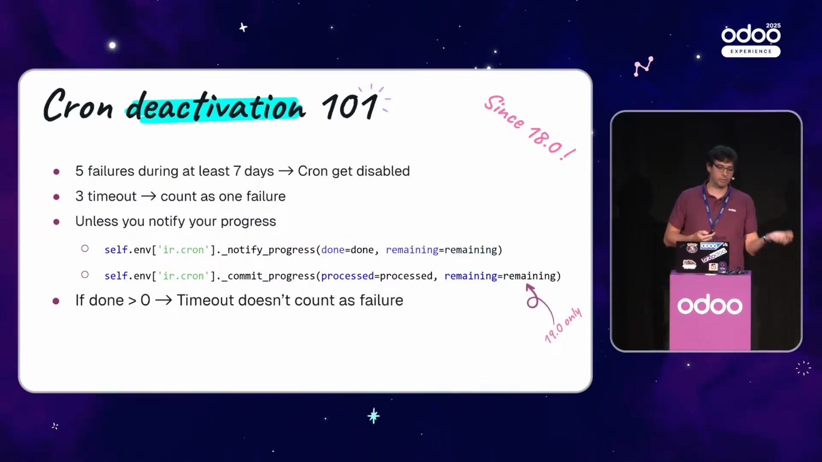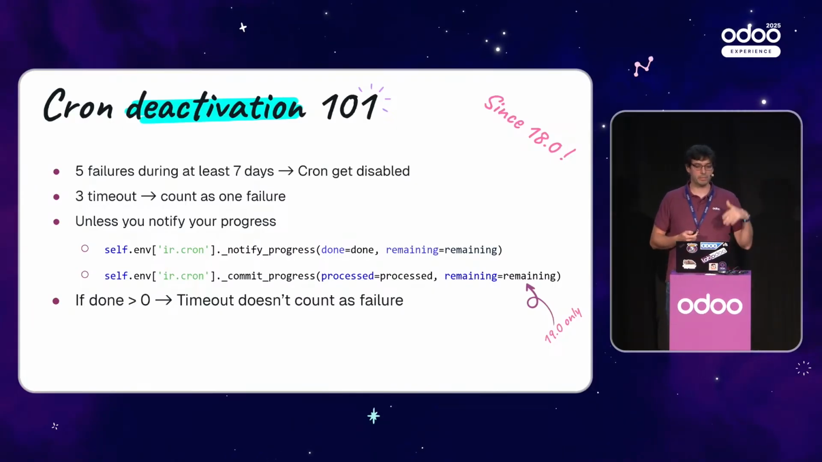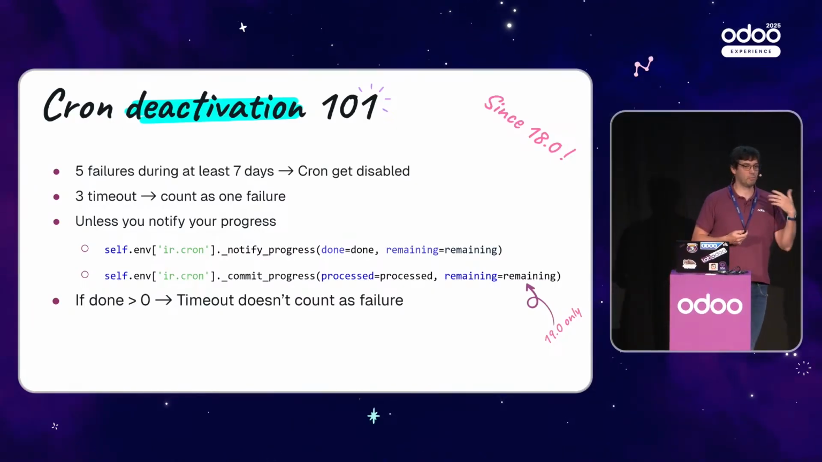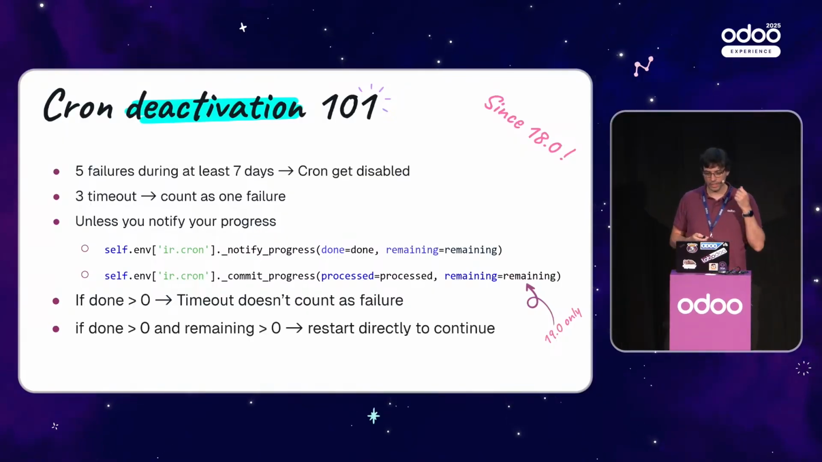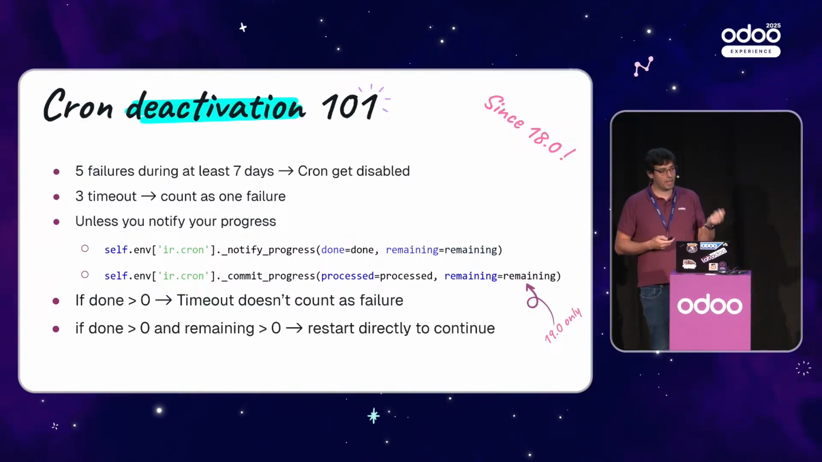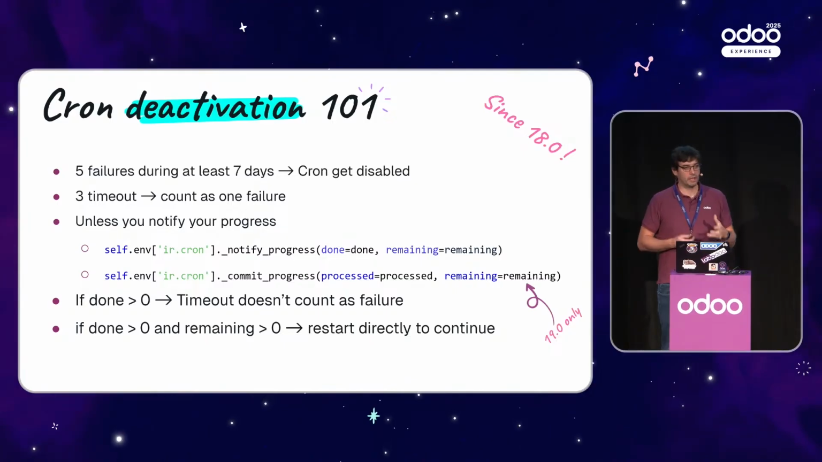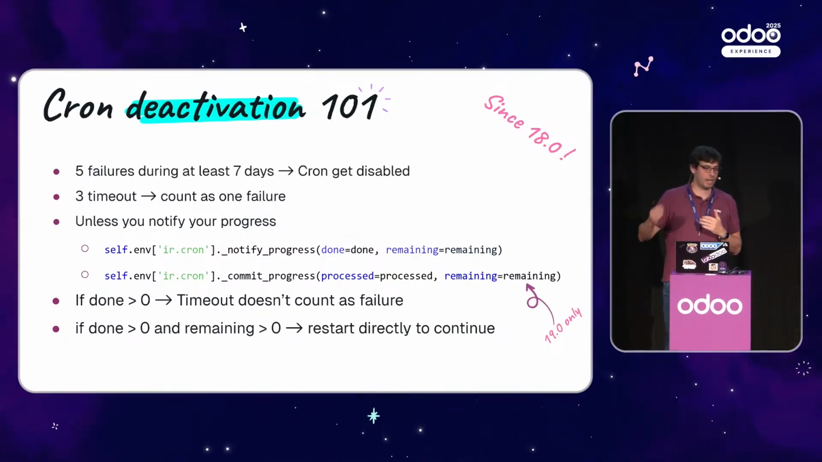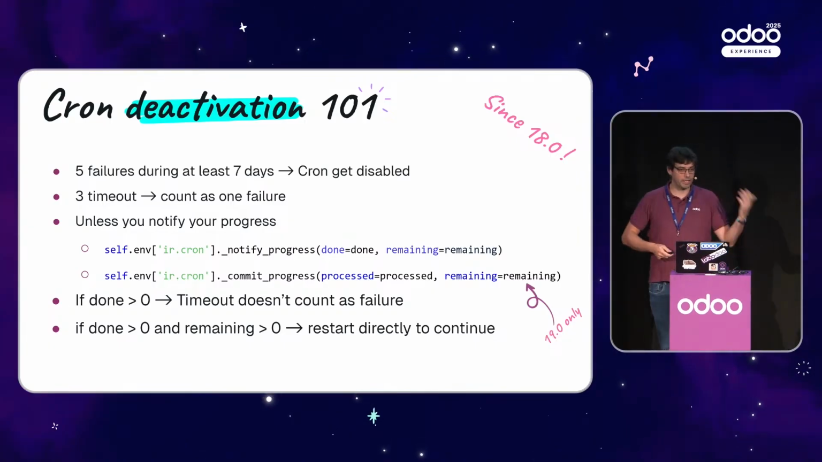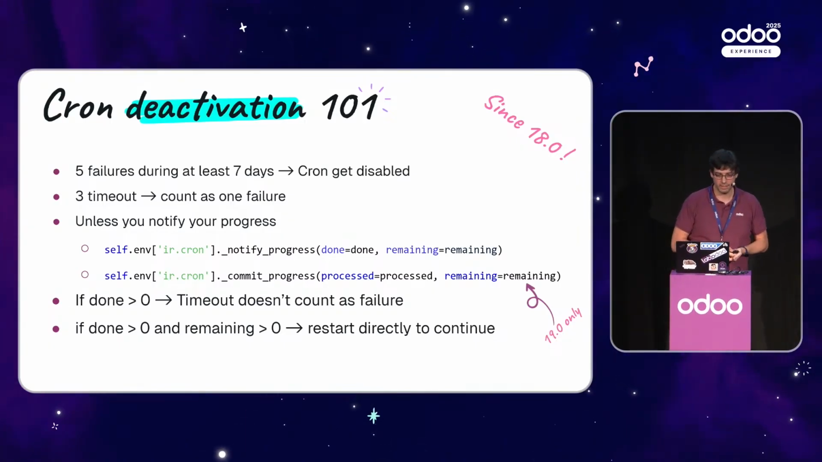So when you notify your progress, if your done is bigger than 0, it means you have accomplished something. So a timeout won't count as a failure anymore. If you have done bigger than 0 and remaining bigger than 0, your cron will not restart at the next execution date, but it will restart ASAP, because you want to finish what you have to process. Okay?